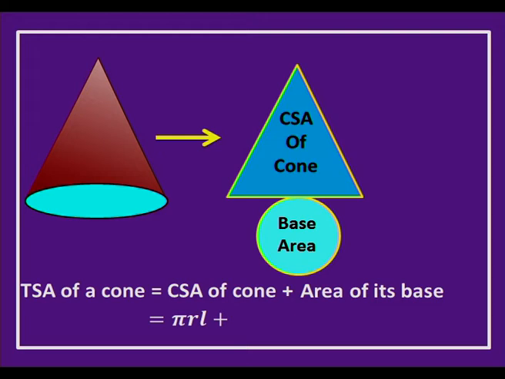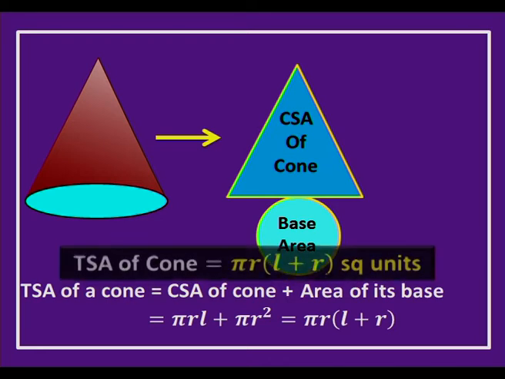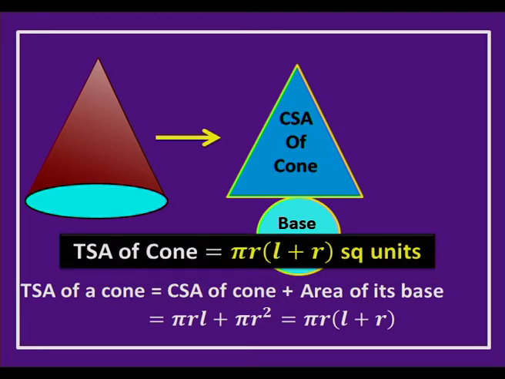Pi into r square, or simply we say pi r square, right children. Now, let us substitute that also. Again, do you find anything common here? Yes, we find pi and r both common. So, if I take pi r common, we get L plus r. Therefore, I can say TSA of a cone is given by pi r into L plus r square units.